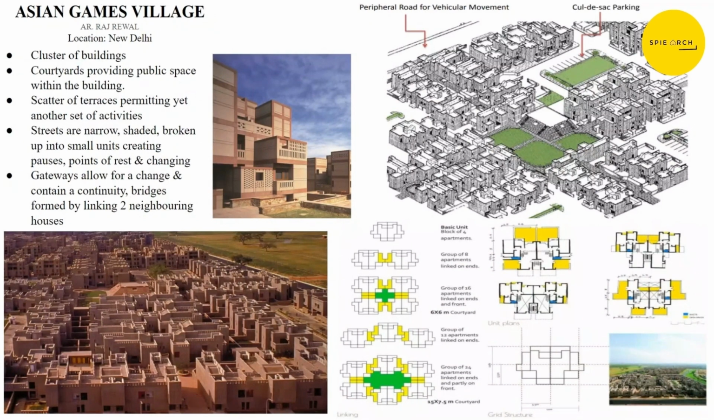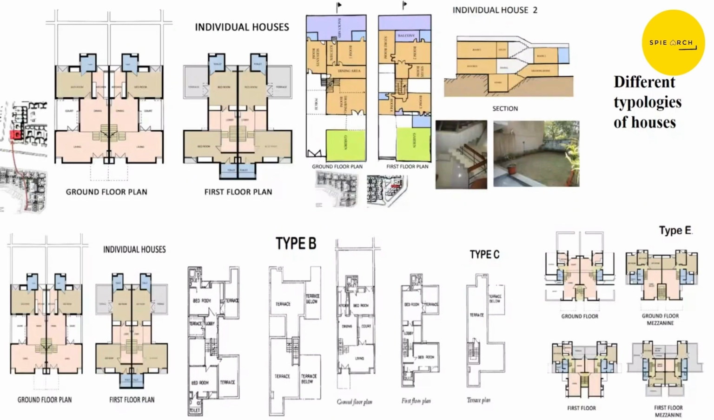Bridges are formed by linking two neighboring houses. So these are some of its plans of the houses. They have created three types of houses, and these are the floor plans of those houses.